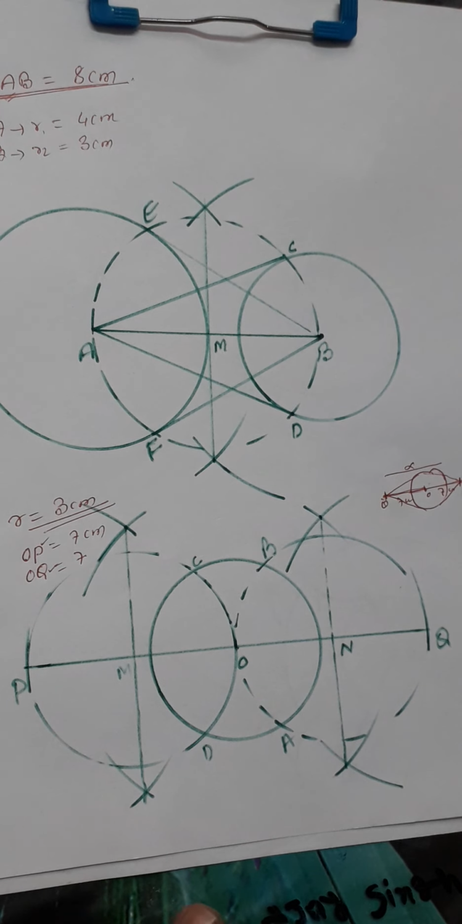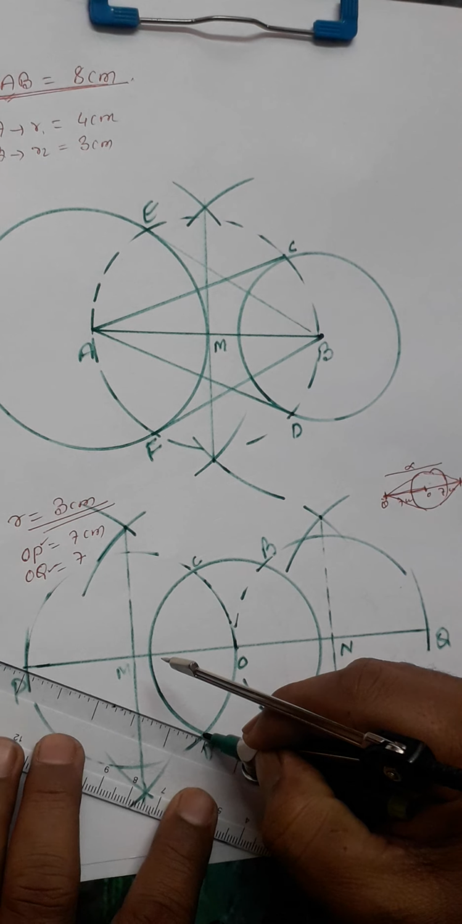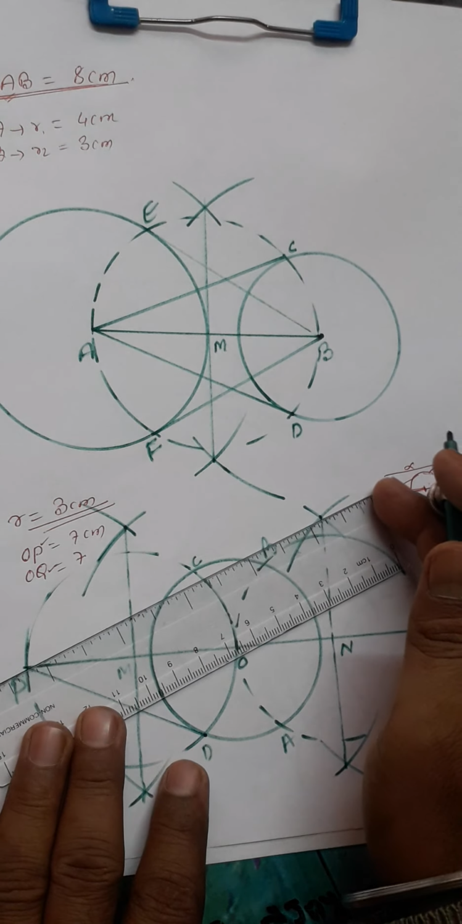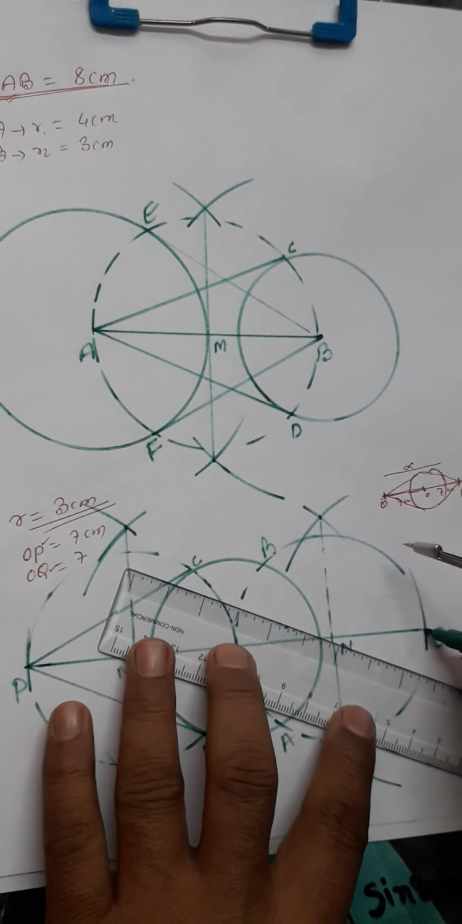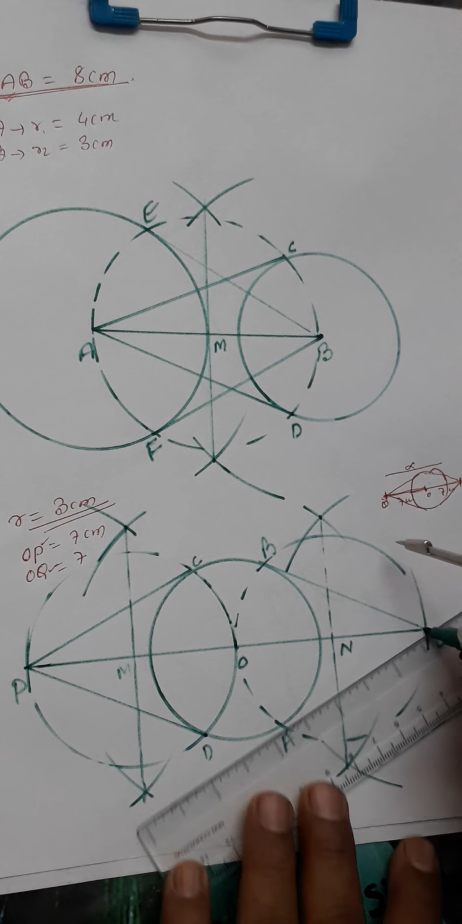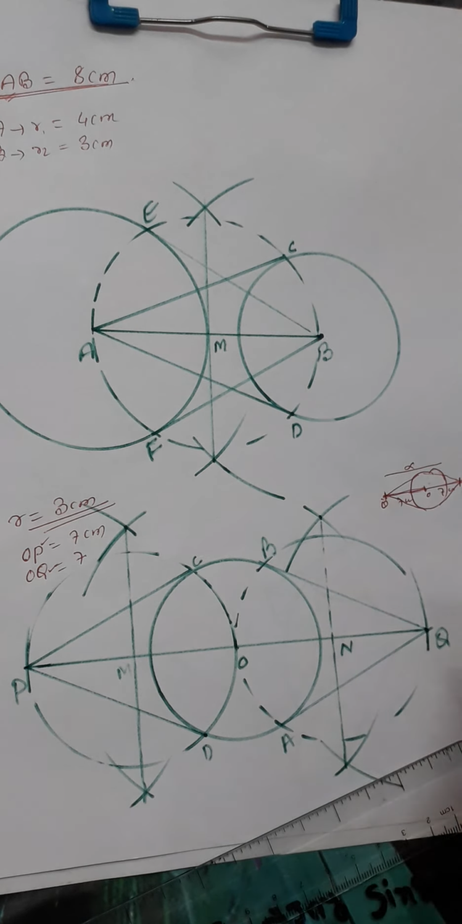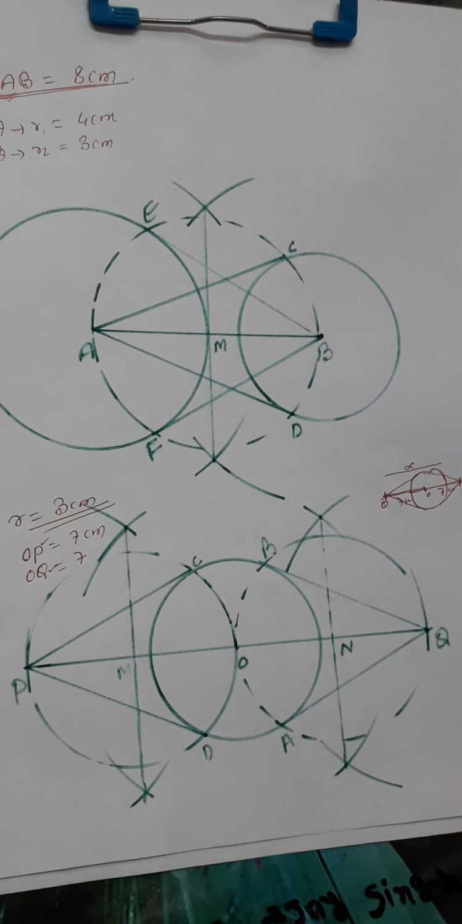Now we will join PD and PC. These two will be tangents. This is one tangent, PD. This is PC, another tangent. From point Q, we will join this, and from this point, QB and QA are 2 tangents. In this way, we have seen how we will draw tangents under different conditions. We will see more constructions in the next video.